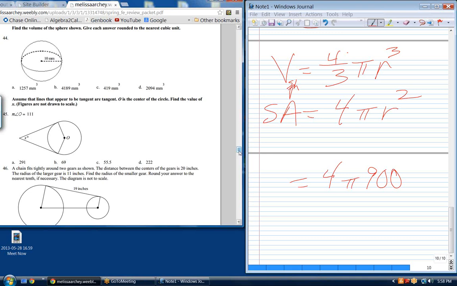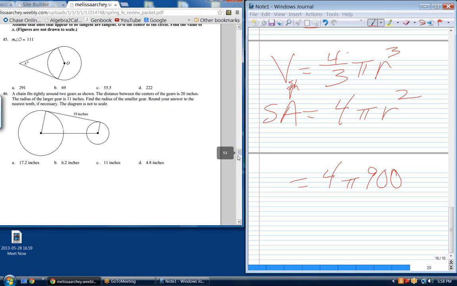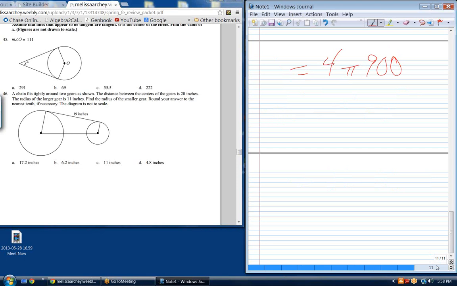Let's go on. Let's do 45 and 46. Okay, 45. Actually, we're almost out of time, so let's do 46. 46 is a really hard problem. It's going to take a long time to explain it, and I'm going to have to draw it.